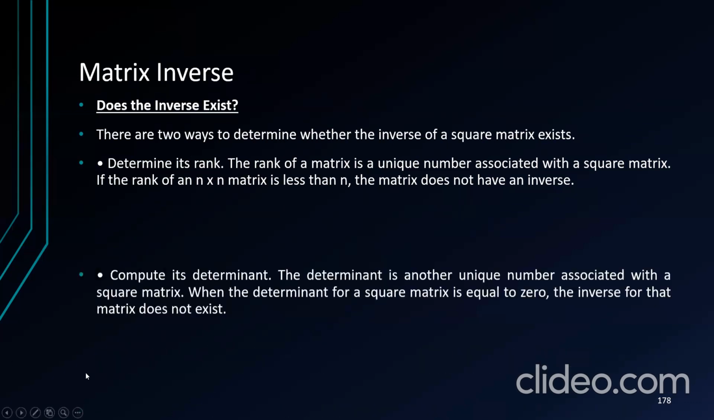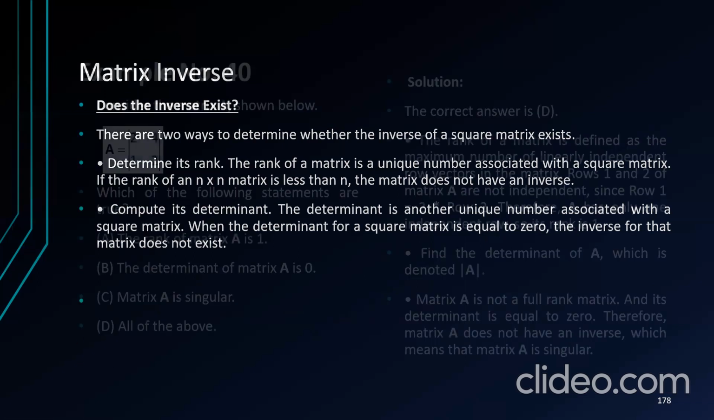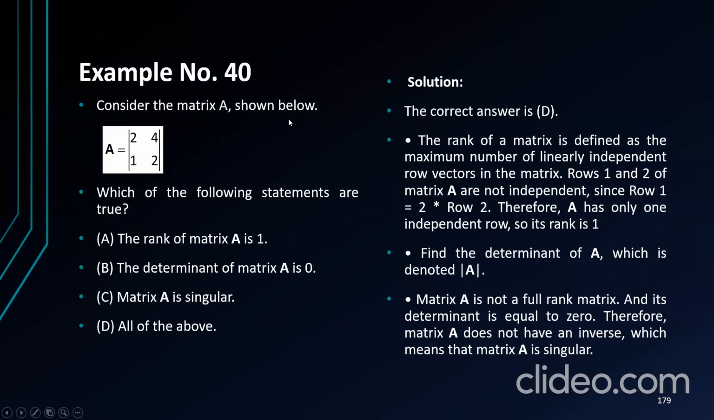Ayan. Compute its determinant. The determinant is another unique number associated with a square matrix. When the determinant for a square matrix is equal to 0, the inverse for that matrix does not exist. Siyempre, 0, 1 over 0, infinity. Ano? So, example number 40.